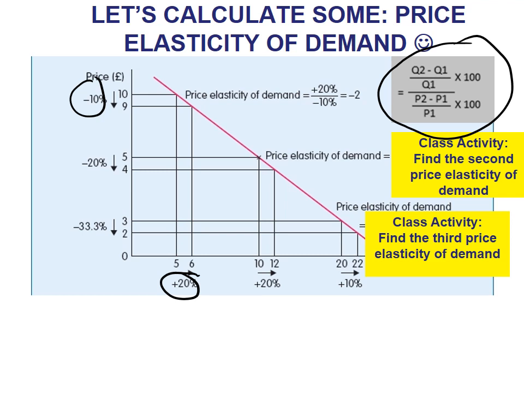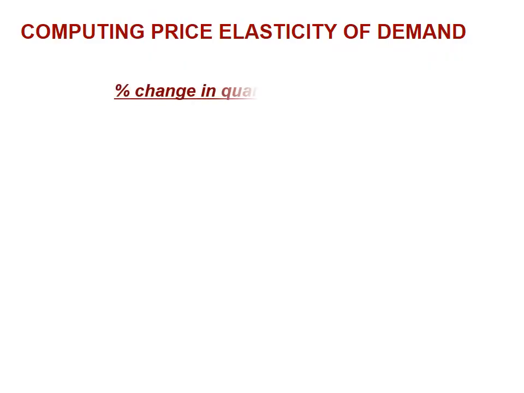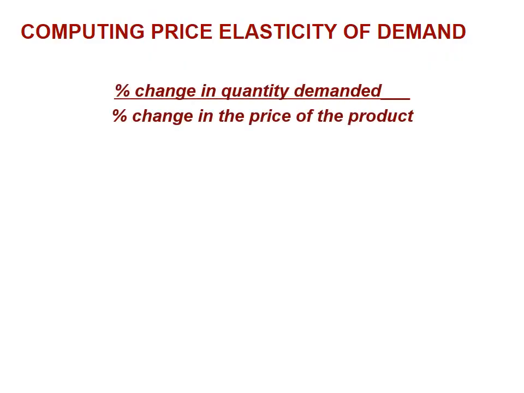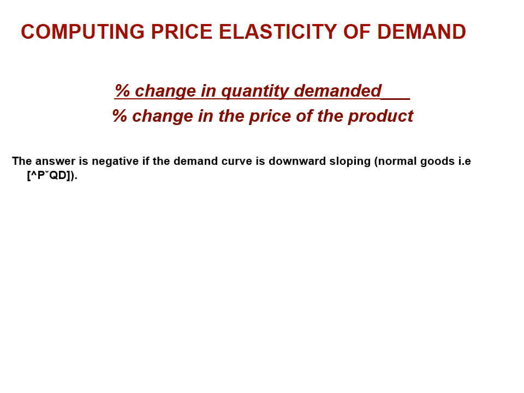Now, for your class activity, find this elasticity of demand for the second one here, and also the third one over here. So this is your class activity. Calculate the price elasticity of demand at this point and at this point over here, for your second change in price and for your third change. The most important thing is to know this formula. You compute the price elasticity of demand by dividing the percentage change in quantity demanded by the percentage change in the price of the product.